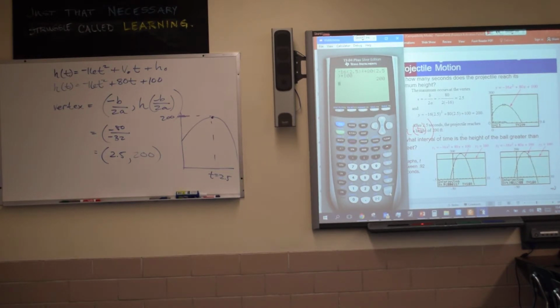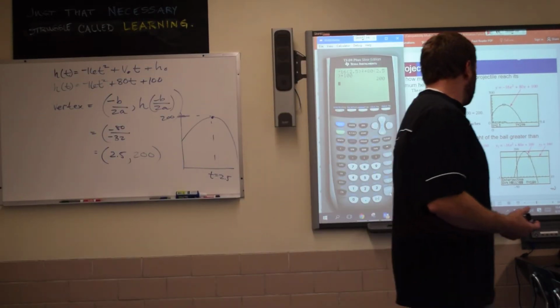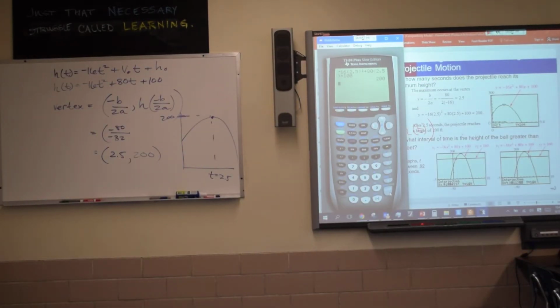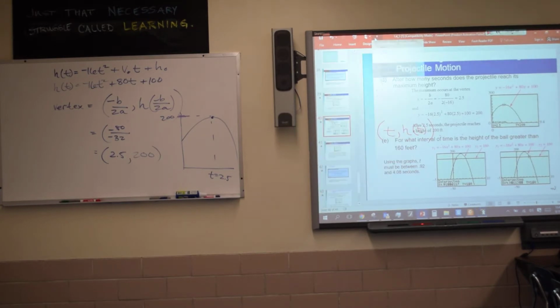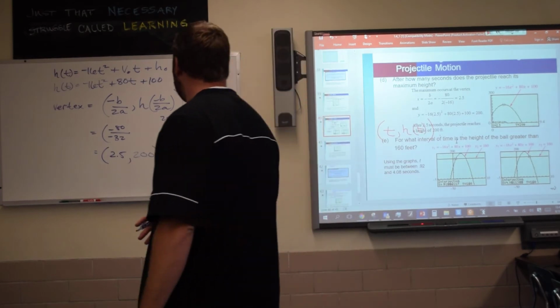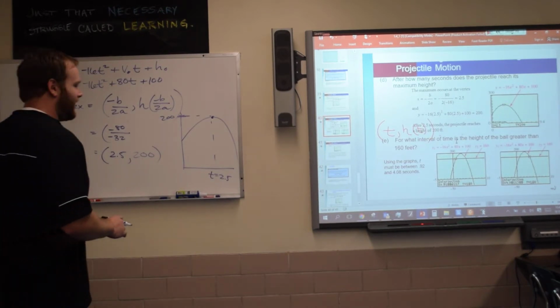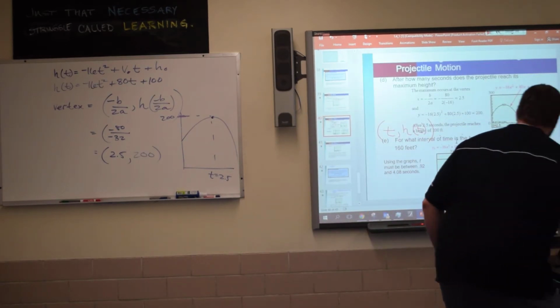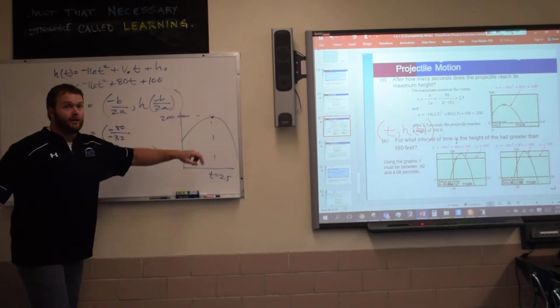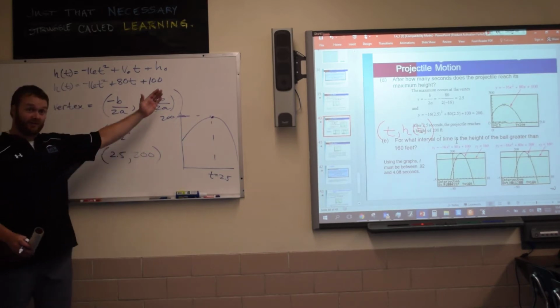The next question they ask you is something to the effect of: for what interval of time is the height of the ball greater than 160 feet? So for greater than 160 feet, the first thing I want to find out is when it is equal to 160. If I can find out where it's equal to 160, then I should be able to find out where it's above 160 and where it's below 160. We know it reaches a height of 200, so we know it has to hit 160 on the way there, correct?